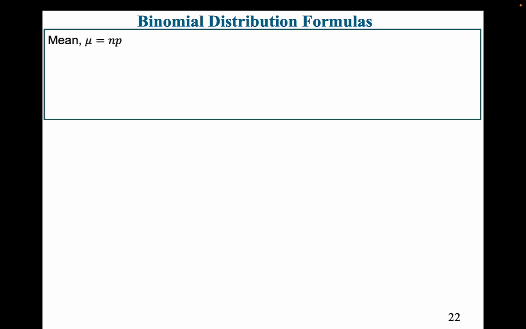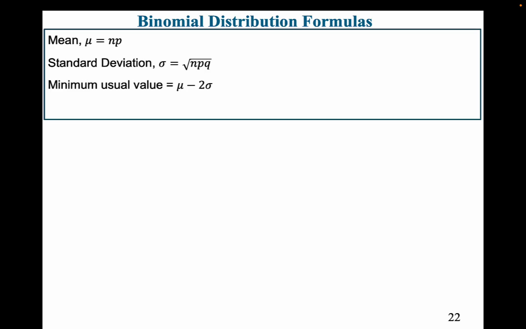Binomial distribution formulas. So we were using the spreadsheet program, and now we're going to look at some formulas that need to be done by hand without using the spreadsheet. First one is, if we have a true binomial distribution, then the mean is equivalent to n times p. The standard deviation is equivalent to the square root of n times p times q.